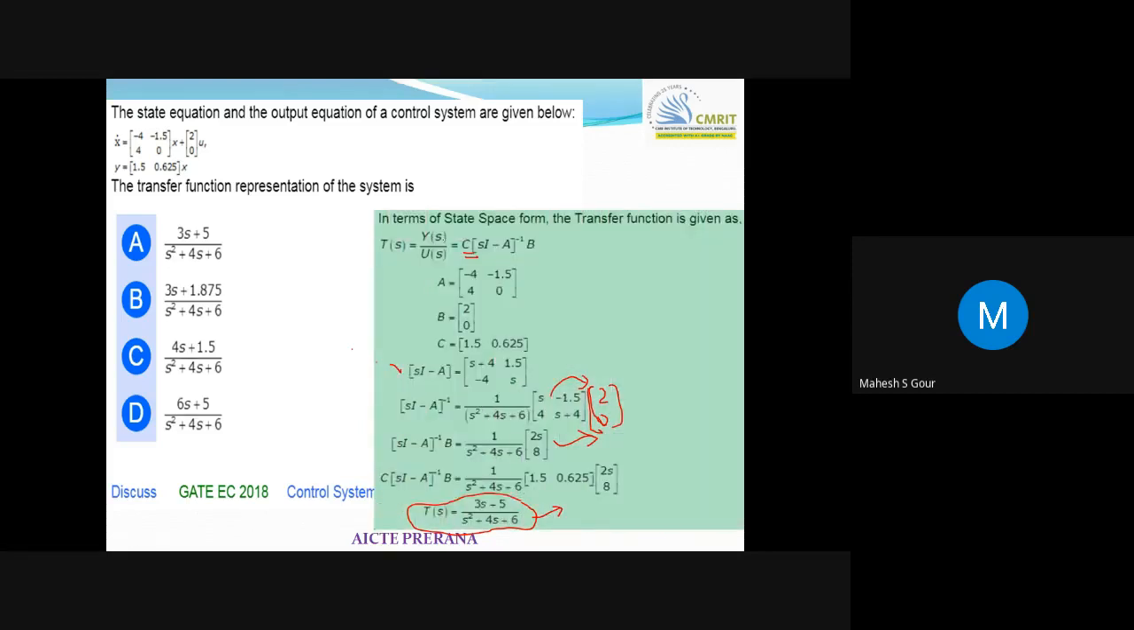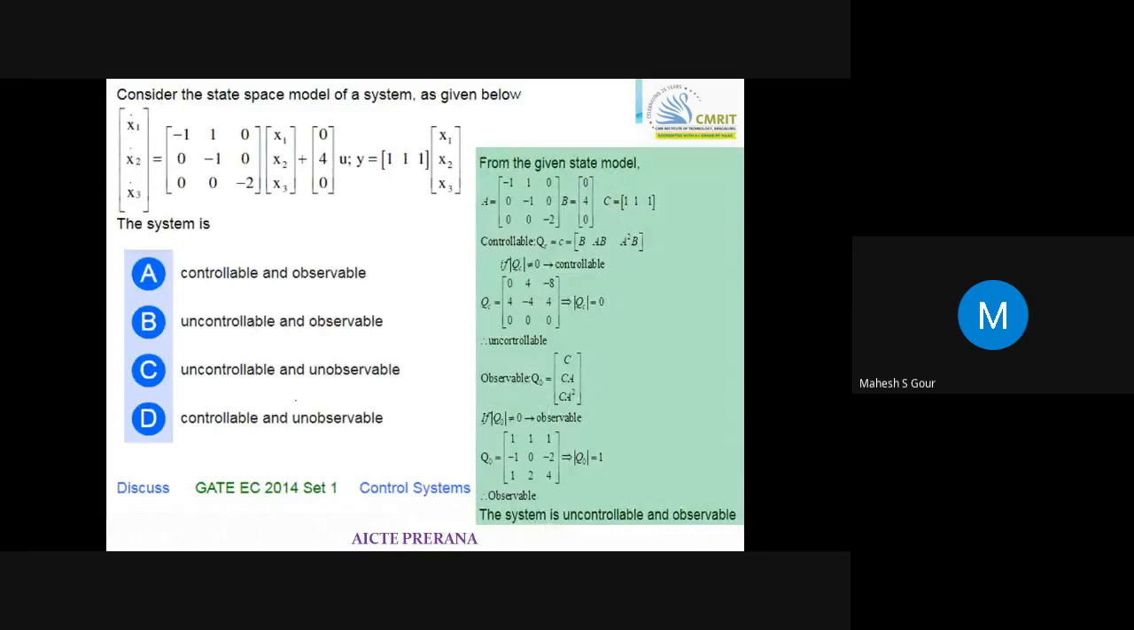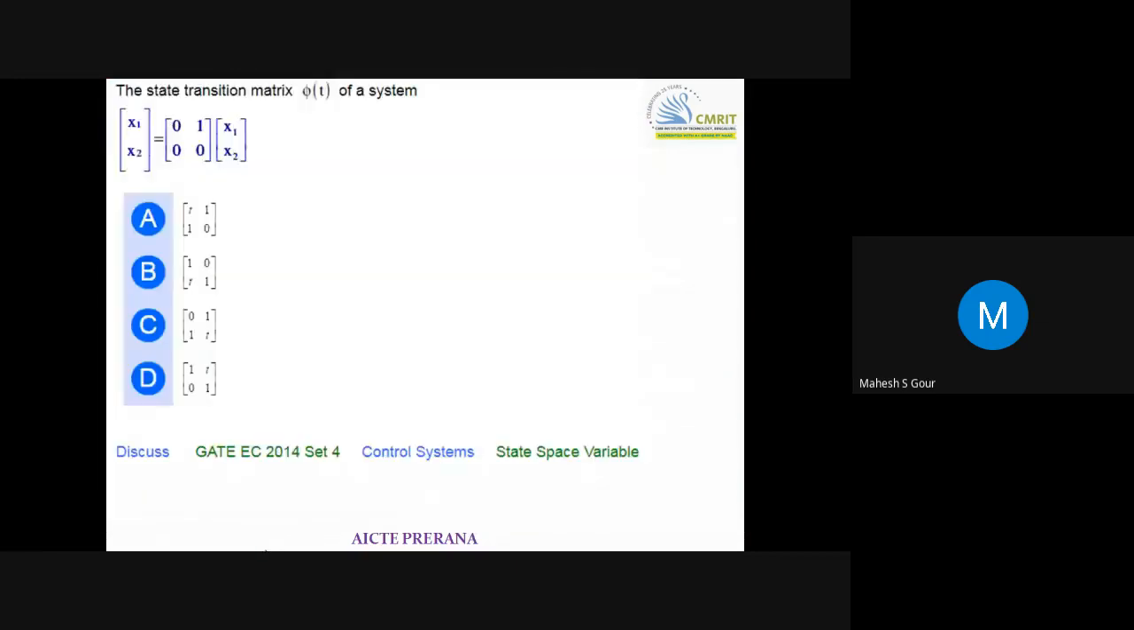Okay. So moving on to the next problem. This is based on your controllability and observability. So can you solve and tell me the state transition matrix? Here it should come as dot. See, this is the GATE EC 2014 set 4 question. This might be one more question.